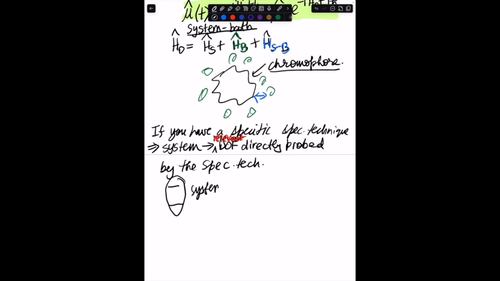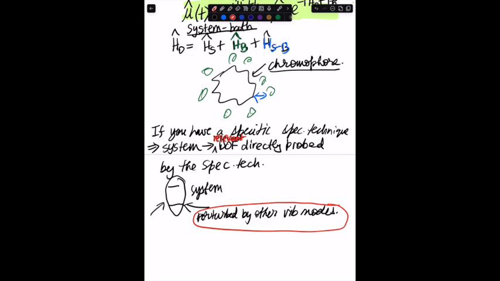And let's just say I have other vibrational modes interacting with this system and perturbing this system. So let me just mention, perturbed by other vibrational modes, let's say. In this case, the other vibrational modes will be treated as a bath.